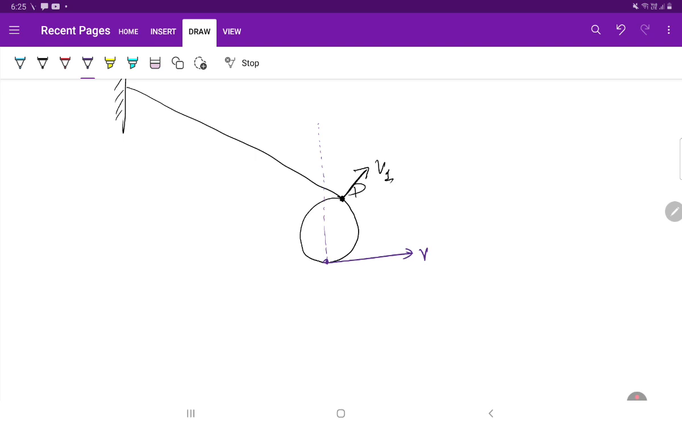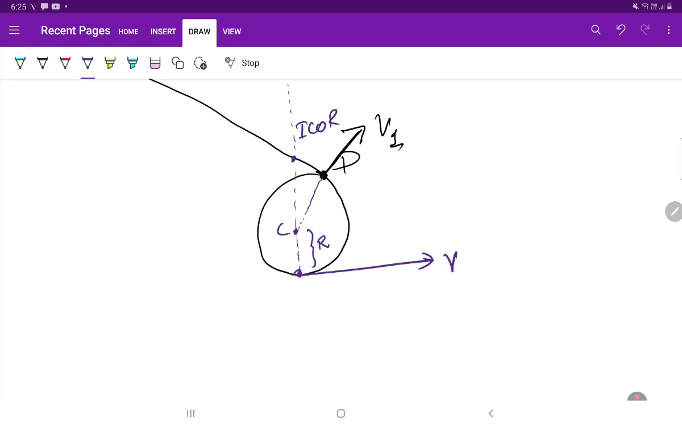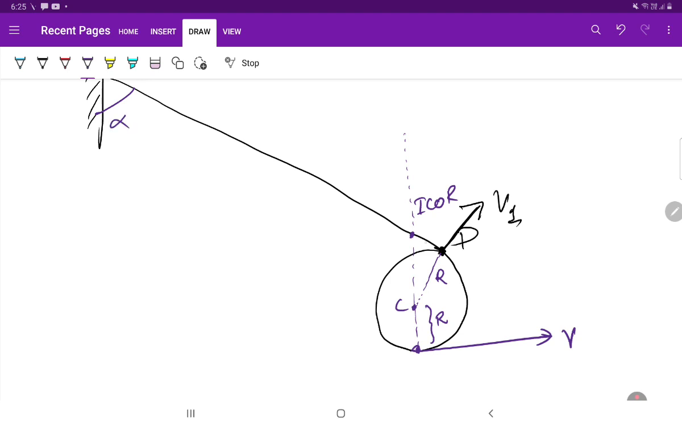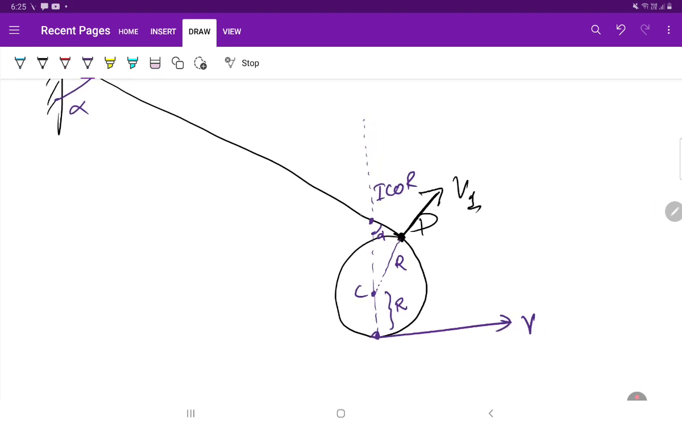So here will be the ICOR somewhere. Now to find the exact distance, the exact omega, suppose this is the center, so I can say that this is the radius, this is also the radius, and it's already mentioned that this angle is alpha. So by the parallel lines theorem, we can say this will also be alpha. If I represent the ICOR by some point C dash, so I can say CC dash is equal to R by sine alpha, right?